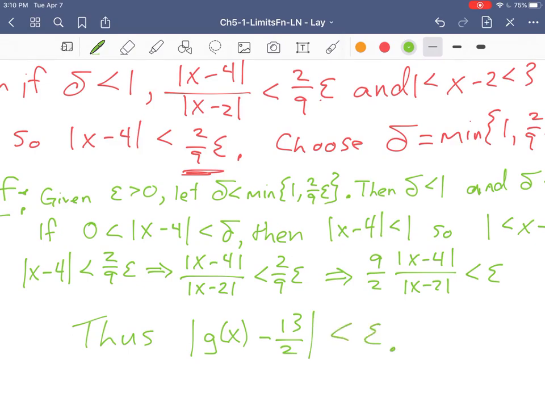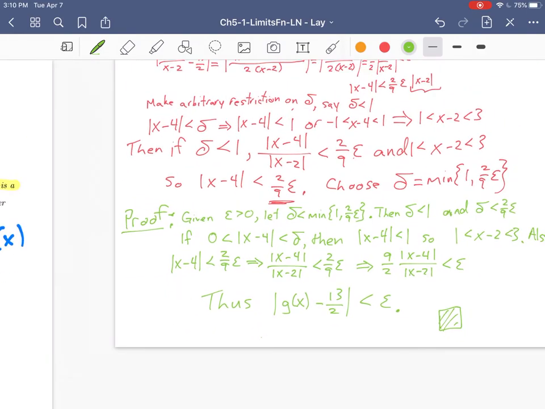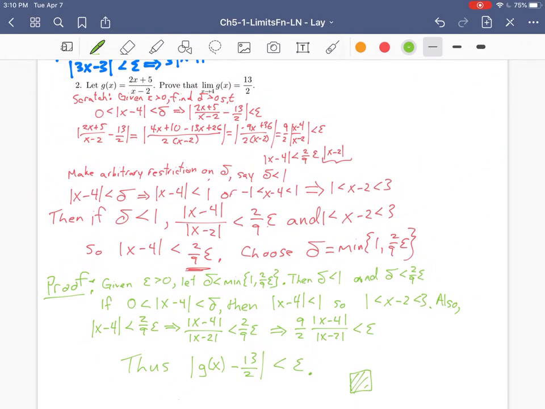So in this proof, we have shown that no matter what choice of epsilon we might choose, given any epsilon, there exists a delta such that whenever the distance between x and 4 is less than delta, the distance between the function value and 13/2 has to be less than epsilon. And that is our proof. That was a tougher one, and not all proofs are quite as straightforward as the first example that we did in our last video.